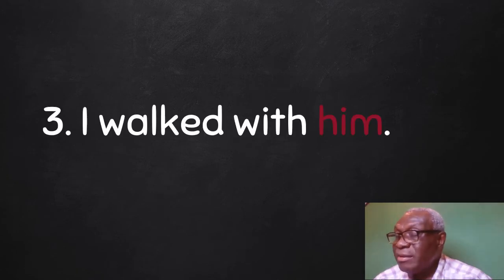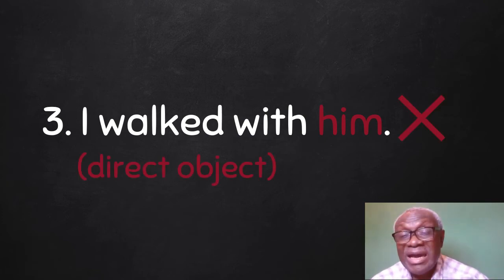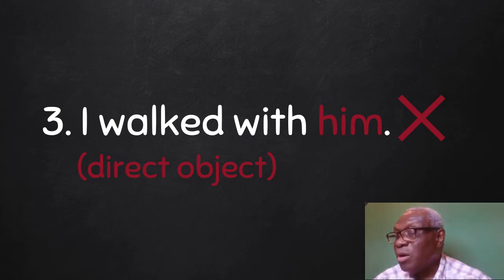Look at sentence number 3. I walked with him. Again, we have the preposition with between the verb walked and the personal pronoun him. Now, when we get to learn more about objects and subjects, we will know directly that him here cannot be a direct object because again of the preposition with, which is between the verb walked and him, the personal pronoun.